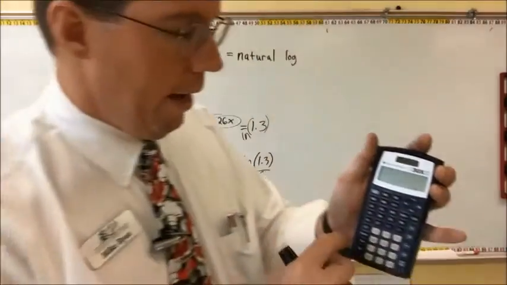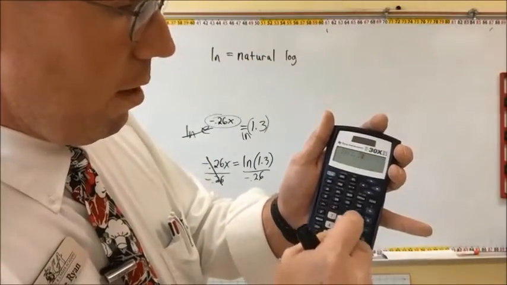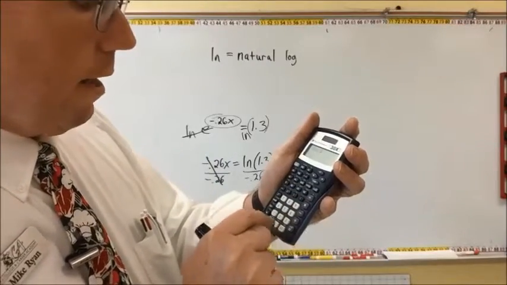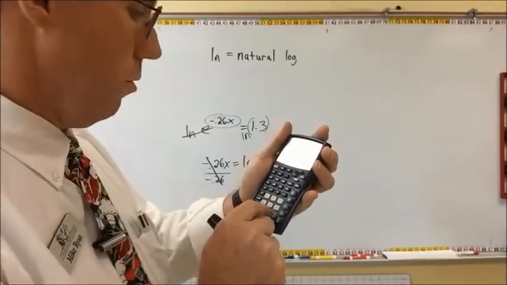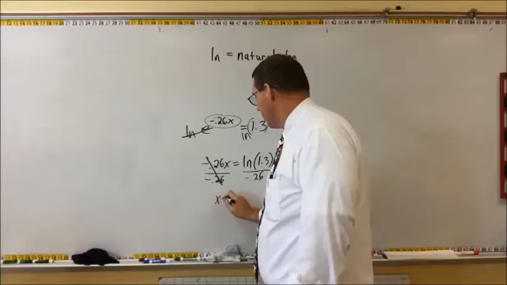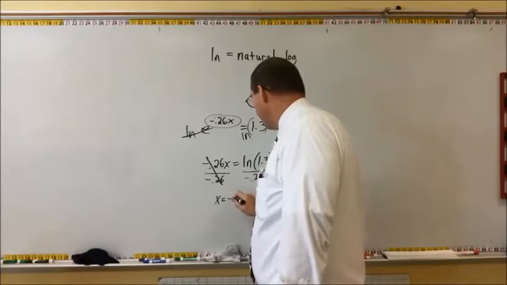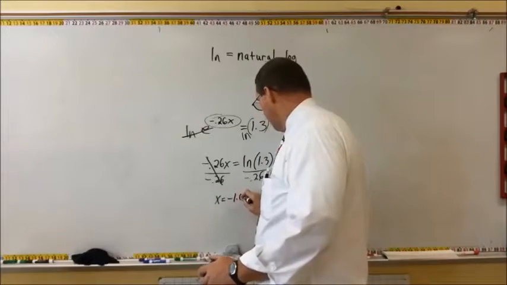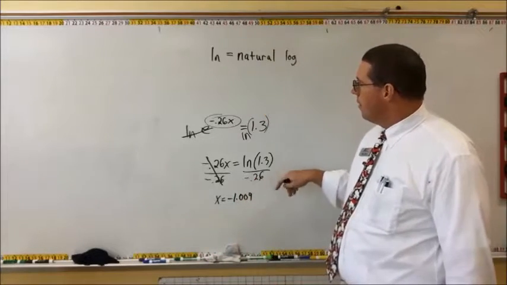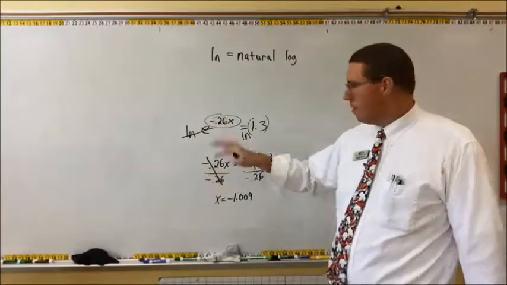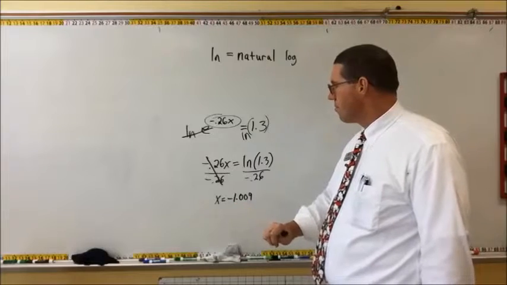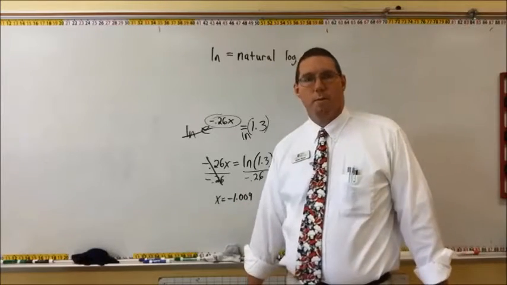So here we go. We're going to hit the natural log of 1.3. Close it. Press enter. And then we're going to divide by negative 0.26. And then we get negative 1.009. X is equal to negative 1.009. Okay? What I'm trying to show you here is that you can have a negative exponent and it still gets treated the same way. And you can also have negative answers and they work the same way also.